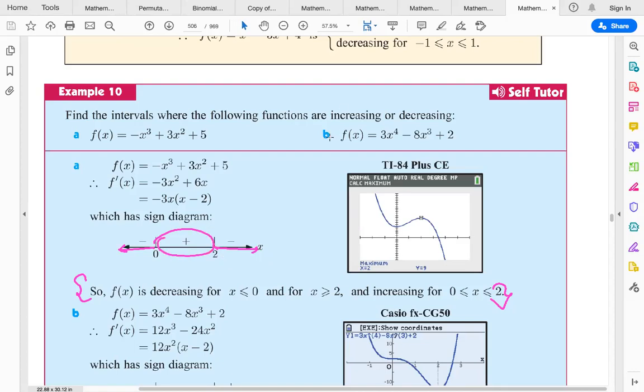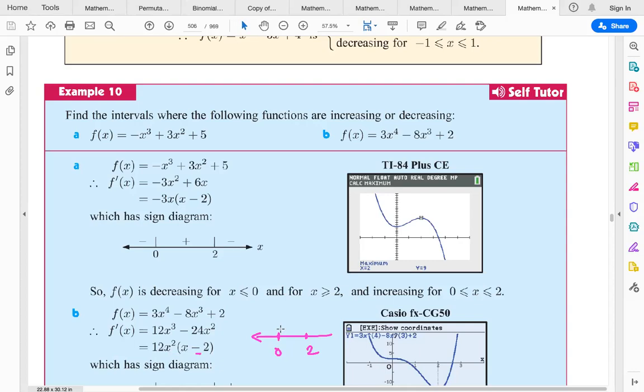Now you can take the next example as well. Here, first find the derivative, which will be 12x cubed minus 24x squared, and equate it to 0. You get x is 0 or x is 2. Then you're going to draw the sign diagram about 0 and 2. You once again plug in, for example, 3.